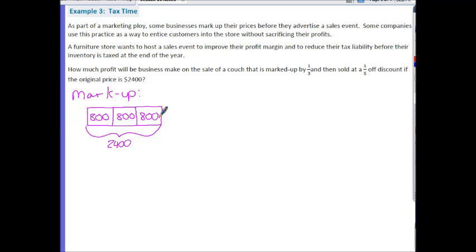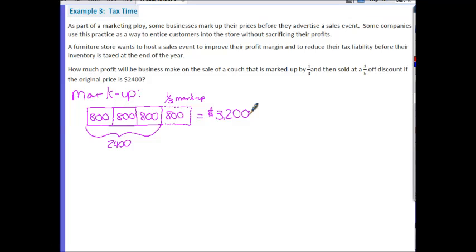So if I'm going to mark it up, it actually means that I'm going to add on a 1/3 bar. So this is also going to have a value of $800 because it's the same as the other 1/3 bar. So let's just mark that this is the 1/3 markup. So when we put that in there, the total is now going to be $3,200.